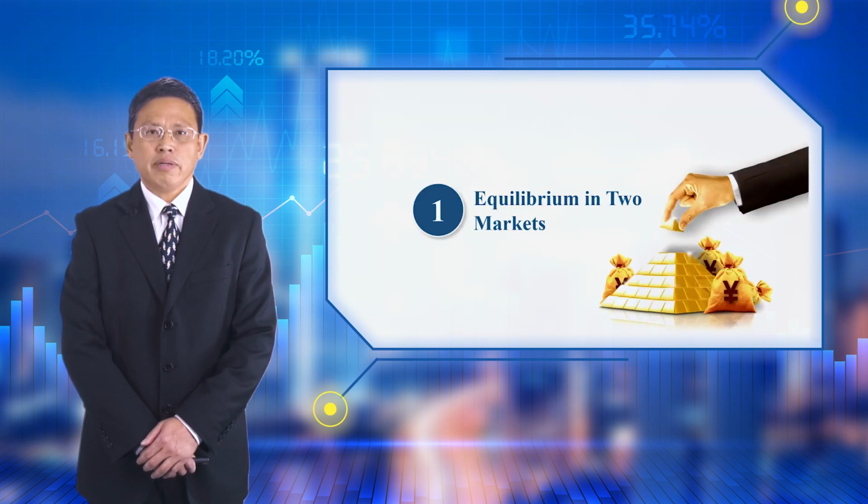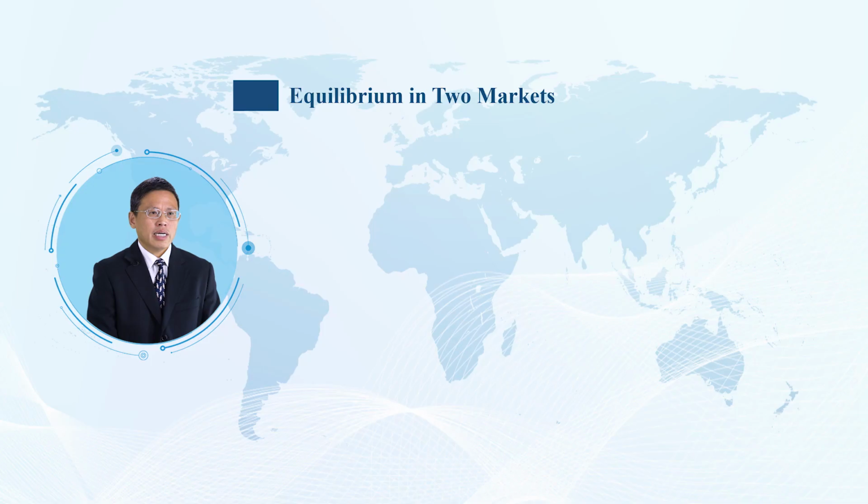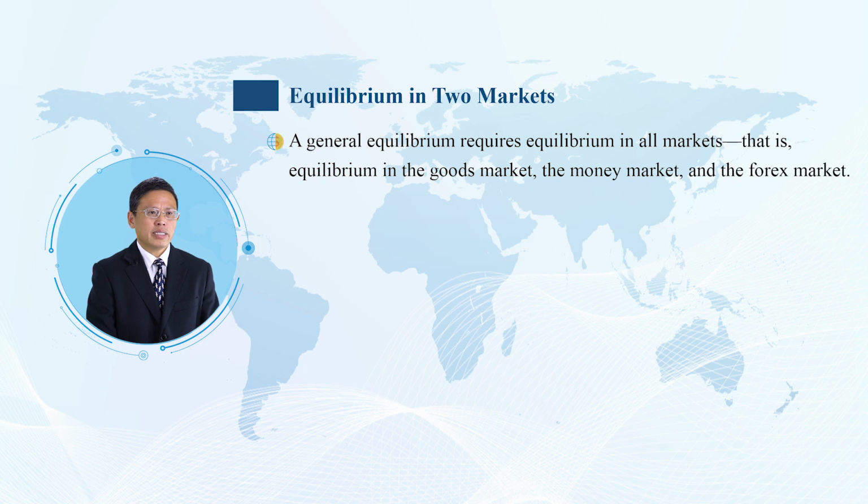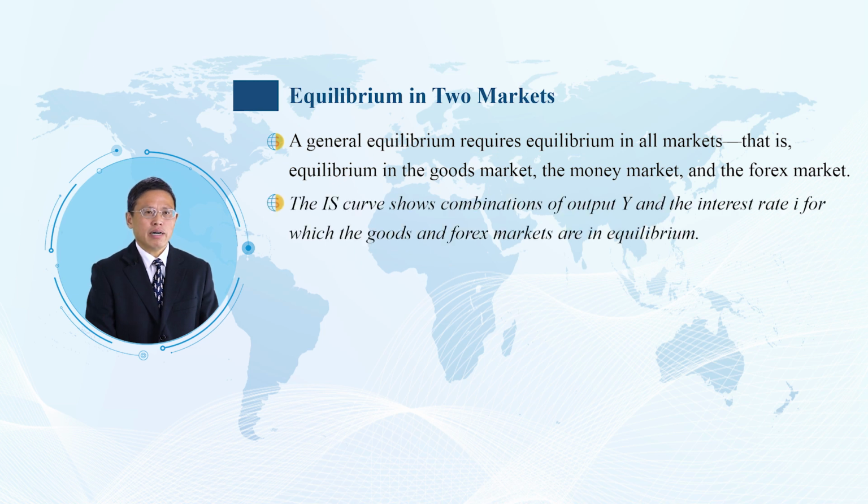1. Equilibrium in two markets. A general equilibrium requires equilibrium in all markets, that is, equilibrium in the goods market, the money market, and the foreign exchange market. The IS curve shows combinations of output Y and the interest rate I for which the goods and the foreign exchange markets are in equilibrium.